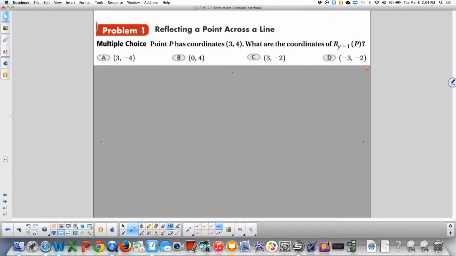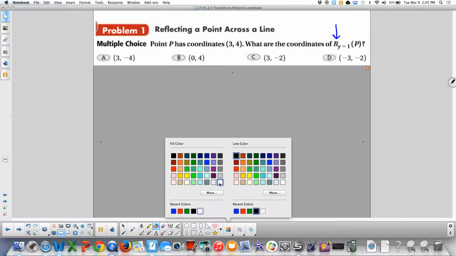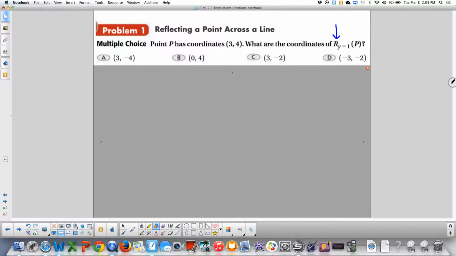Point P has coordinates (3, 4). What are the coordinates of a reflection? Capital R means reflection. Be careful with that because a lowercase r means rotation, and we want a reflection. So we've got a reflection over the line y equals 1. So let's go ahead and take our graph and graph this.